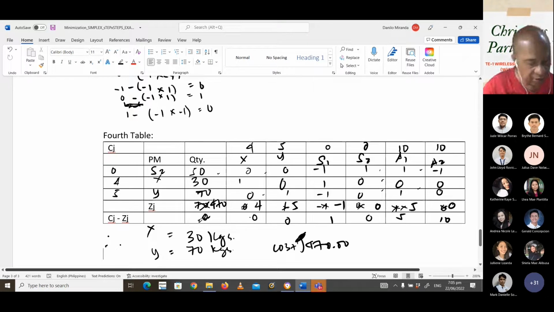Examination of CJ and ZJ row assures that there are no negative net contribution. So this indicates that the optimal solution has been reached. The optimal solution in this case is 30 and 70 kilos respectively, with a minimum cost of 470. S1, A1, and A2 are all equal to 0. Okay.